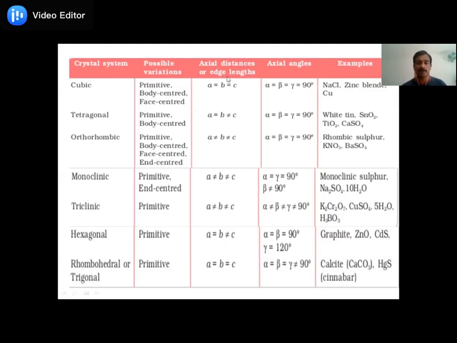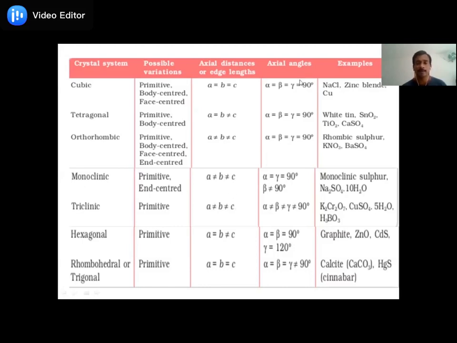So here, if you see the variations: A equal to B equal to C, A equal to B not equal to C, A not equal to B not equal to C, A not equal to B not equal to C, A not equal to B not equal to C, A equal to B not equal to C, A equal to B equal to C. From the two sides the variations are the same. First and last are the same. Second and sixth are the same. In the middle, these three are the same, A not equal to B not equal to C.